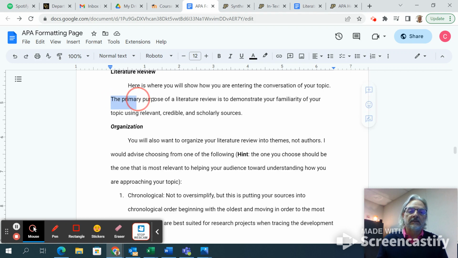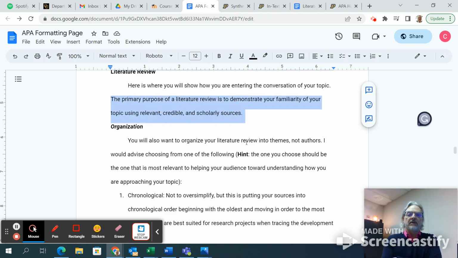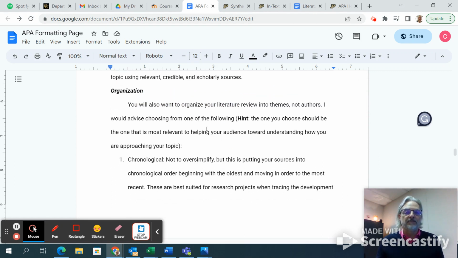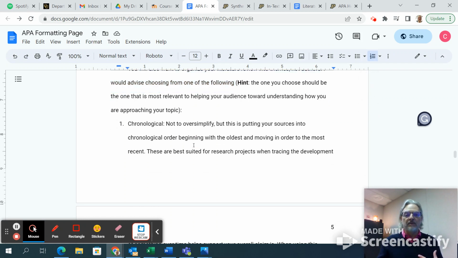So let's highlight and look at this sentence right here. The primary purpose of a literature review is to demonstrate your familiarity of your topic using relevant, credible, and scholarly sources. Okay. The other thing, we want to organize our literature review into themes, not authors. And I would advise choosing from one of the following. And these are some of the 3 biggest ones that I have used. And as I say in the hint right here, choose one that's going to help your audience best understand how you're talking about your topic and your approach to your topic.